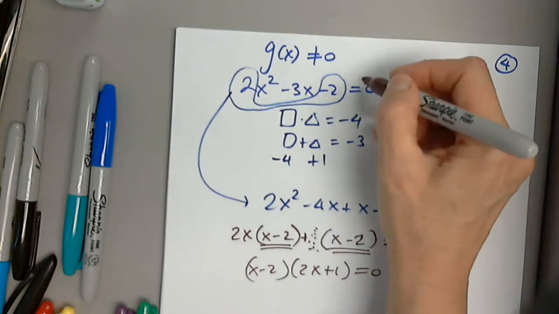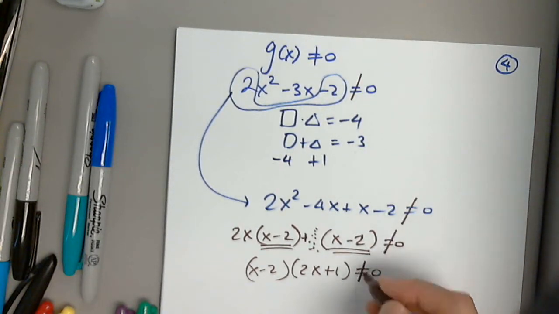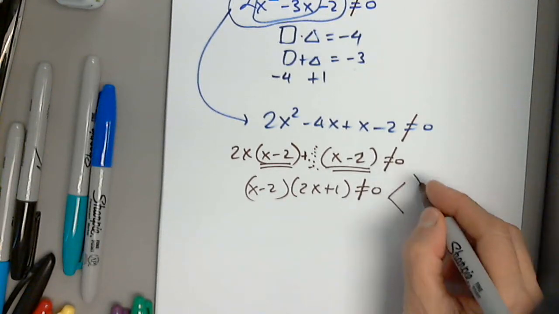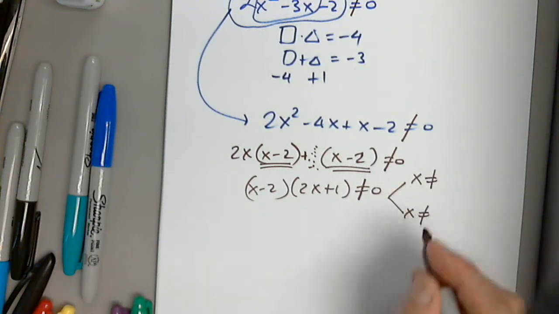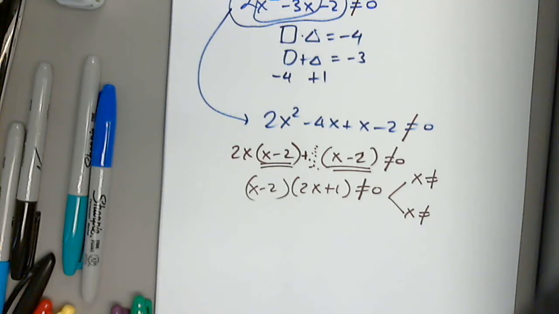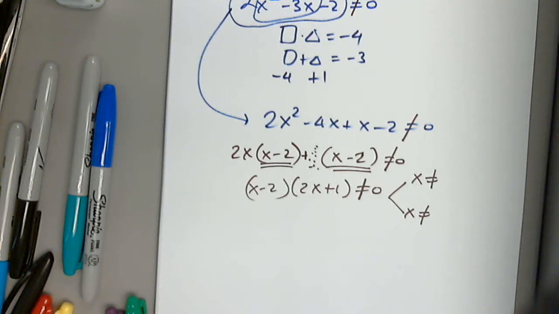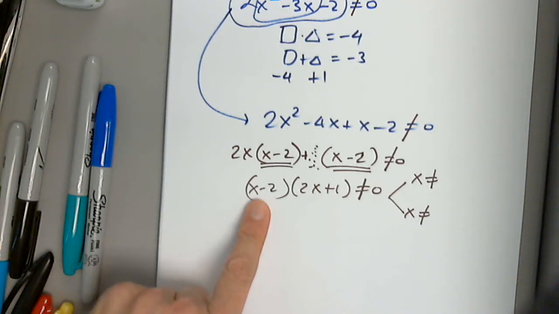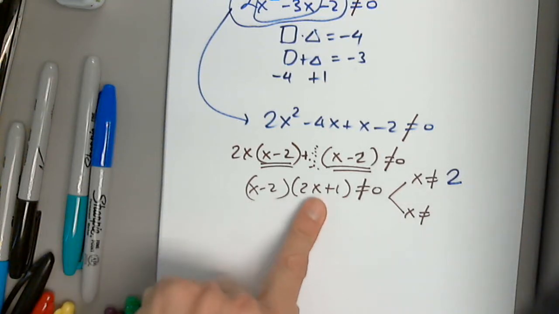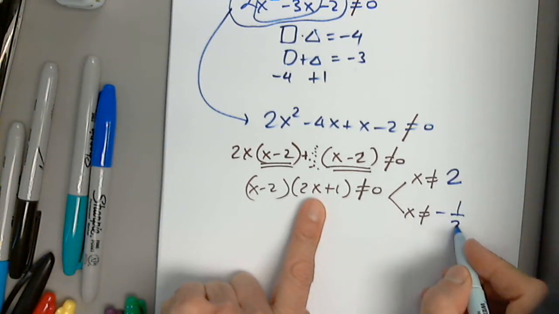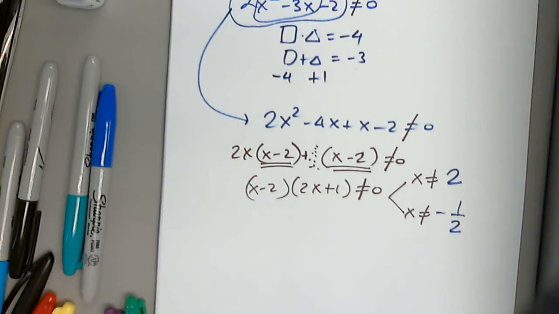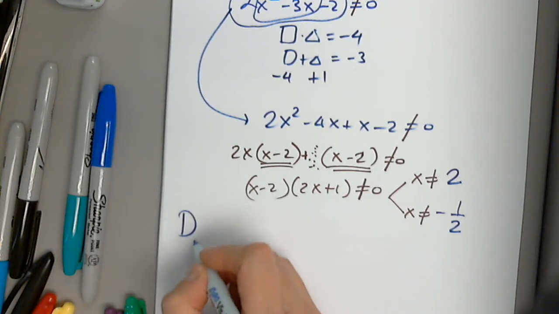Well, obviously, we don't want this to happen. So I don't want this to be 0, which means x not equal 2 and x not equal -1/2. Perfect. Do you agree with 2 and -1/2? Do we agree with 2 and -1/2? So now I would like us to determine the domain.